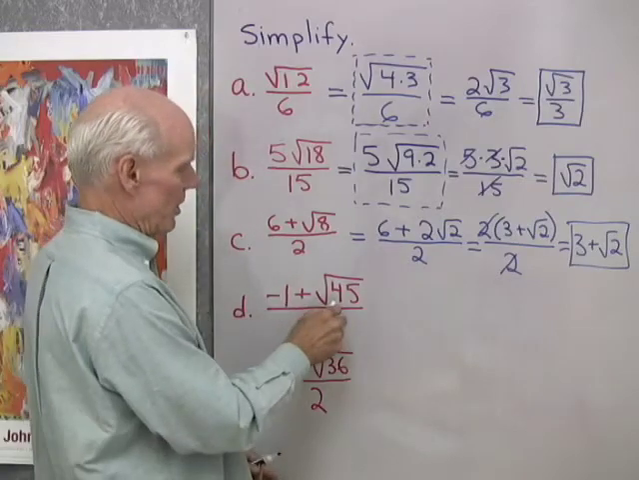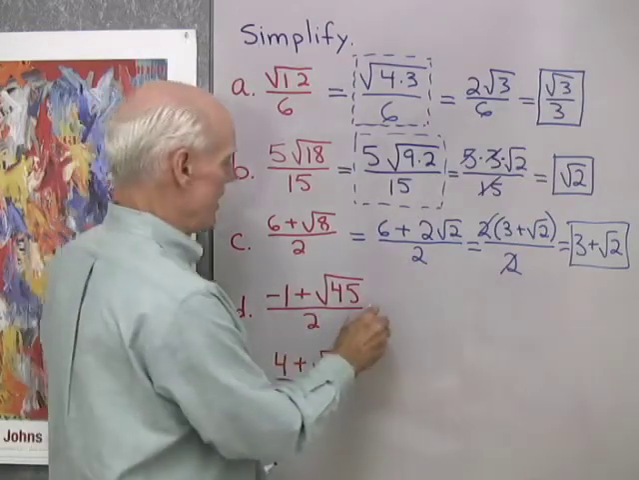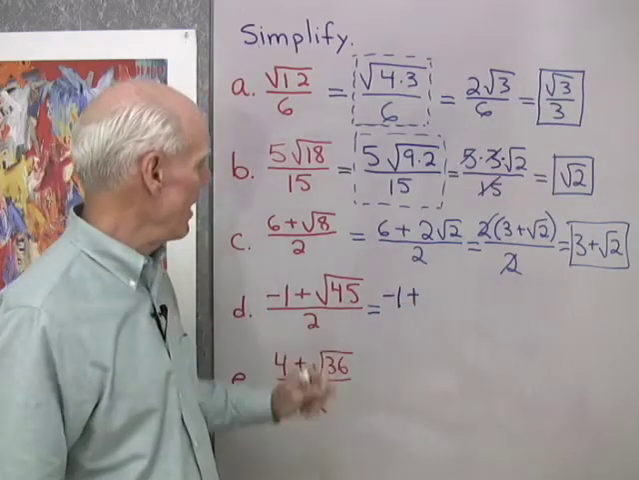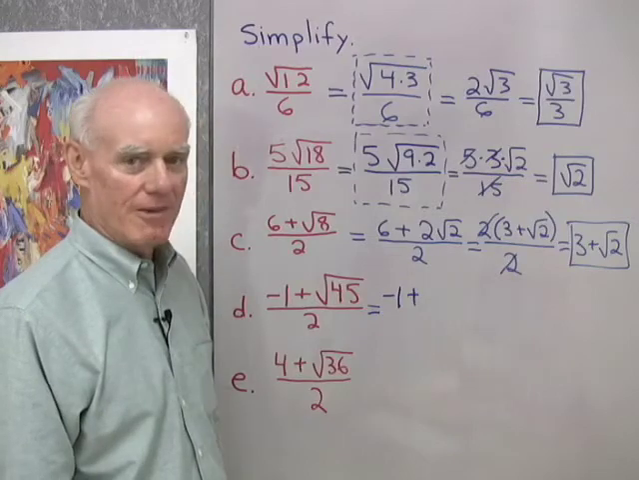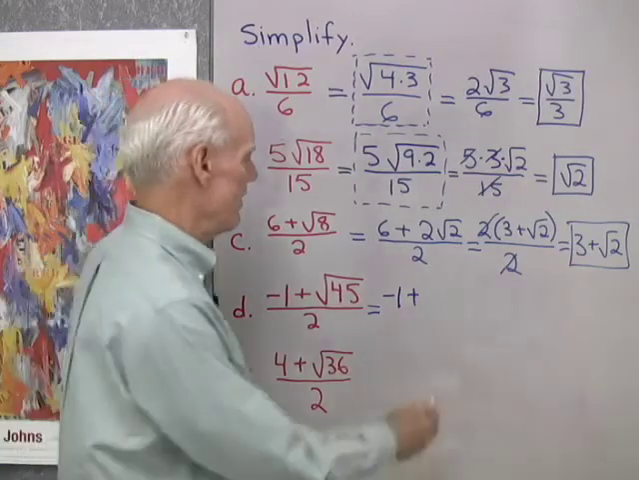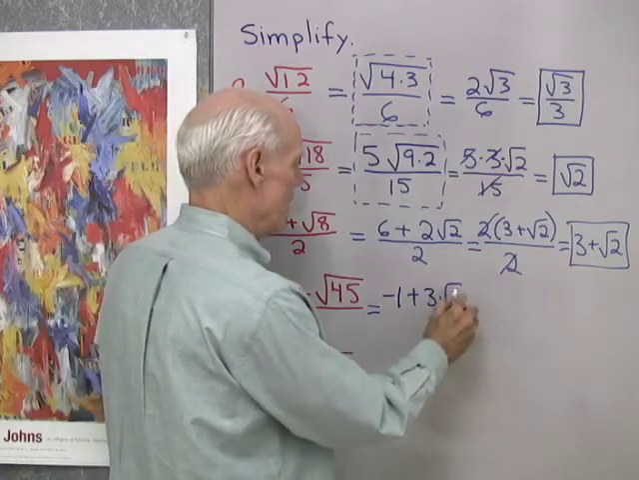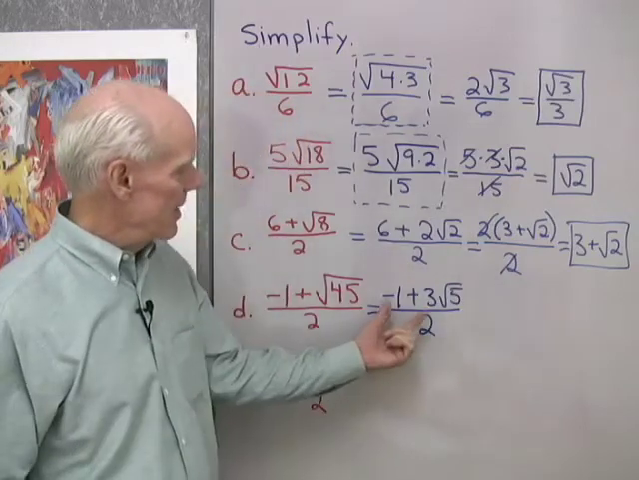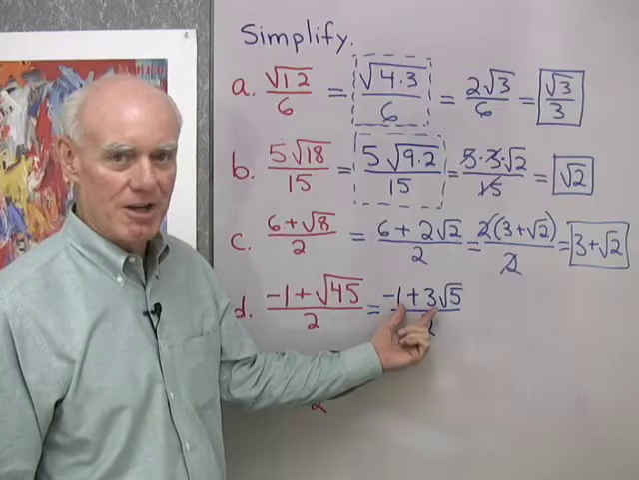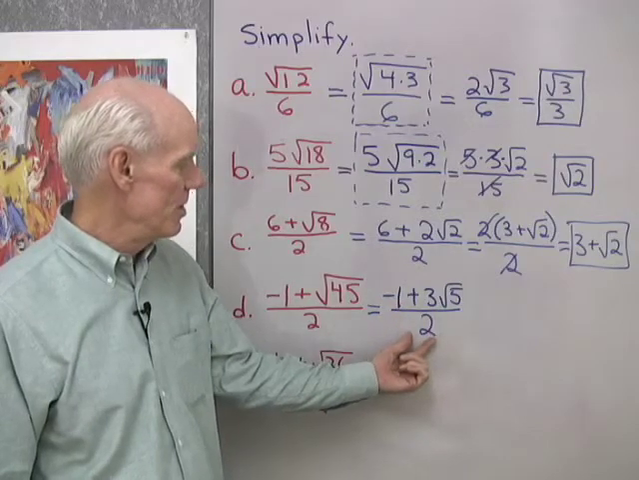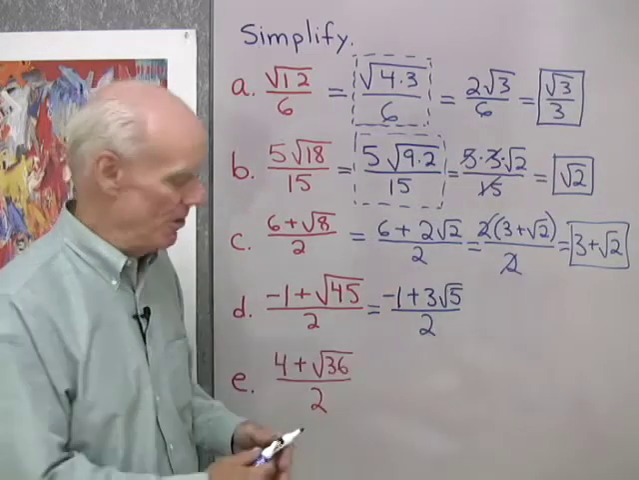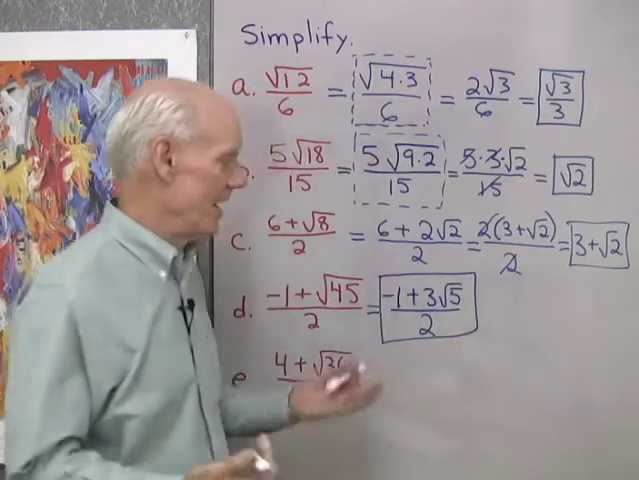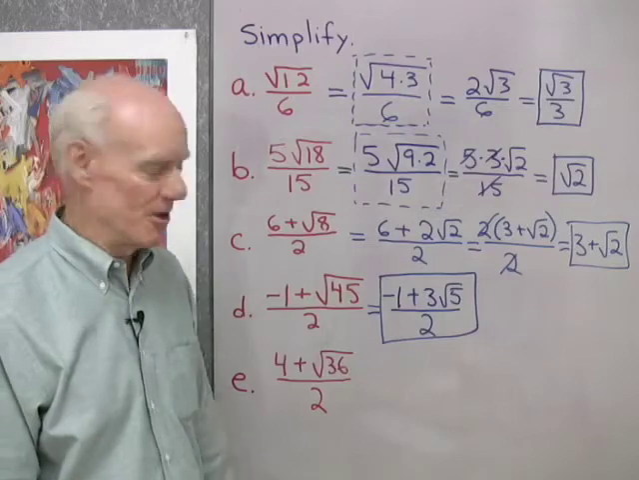How about negative 1 plus square root 45 over 2? Let's try that. Negative 1 plus, okay, 45, let's see, how about 9 times 5? 9 times 5 is 45, so 3 square root 5, all divided by 2. And I see that the numerator can't be factored any further. I have a 2 in the denominator. That's as far as I can go. But at least I have written that radical part in simplified form. I can't reduce to lowest terms because it is in lowest terms.